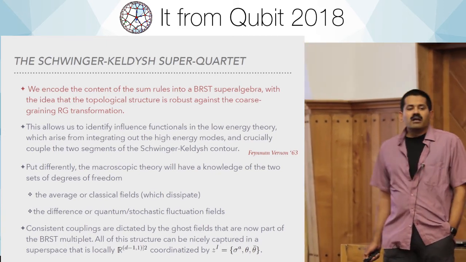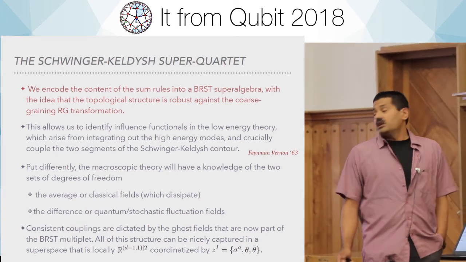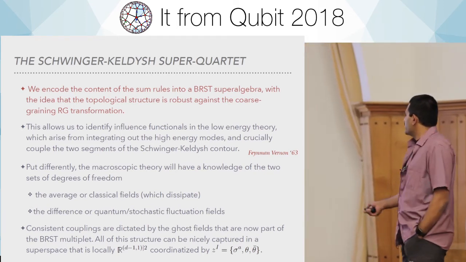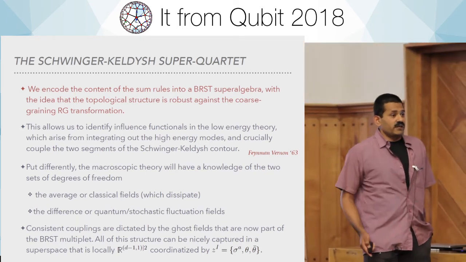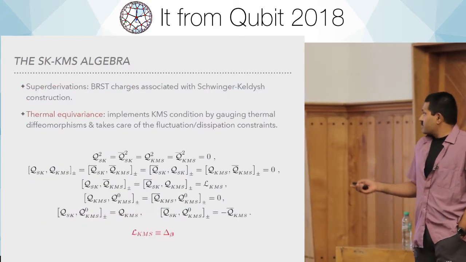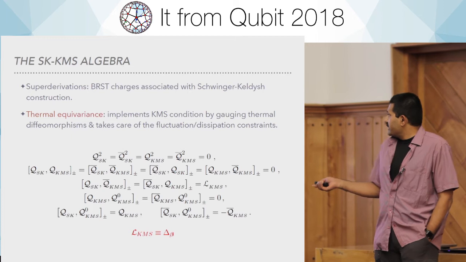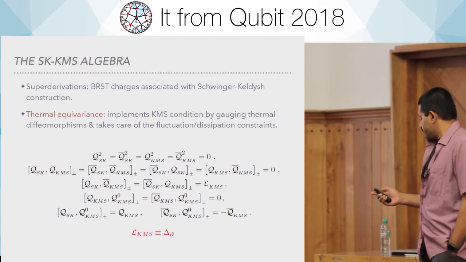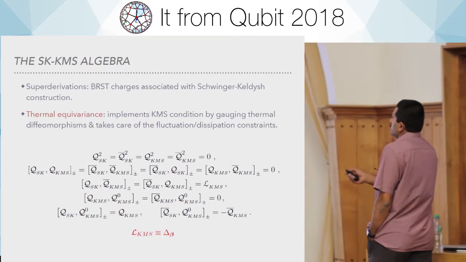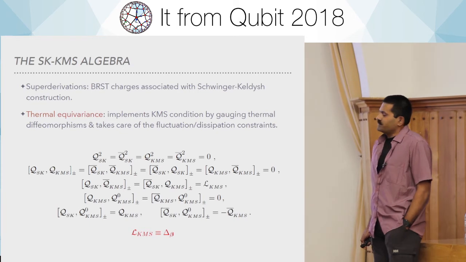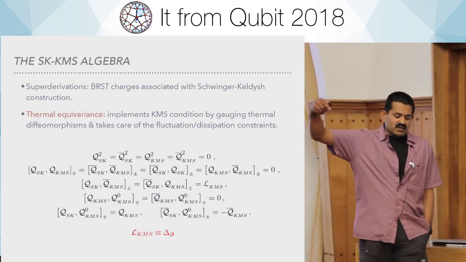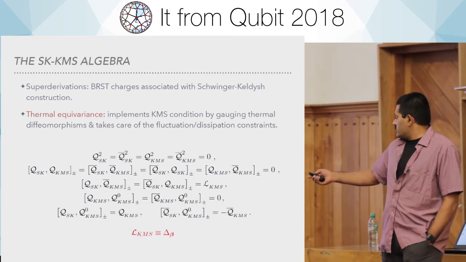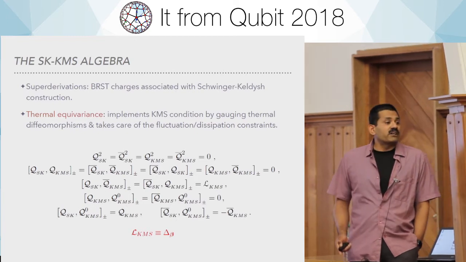invoking this BRST symmetry and enlarging our considerations to working in a superspace that's locally Minkowski space with two Grassmann coordinates appended and asking our questions there. So I'll just flash this algebra for you. This is the algebra that we derive from the considerations of thermal Schwinger-Keldysh construction. There are two sets of supercharges that come from basically the first sum rule, which says that difference operator correlators are 0, and then there's the statement of thermal equivariance, which I'll explain in a moment, which tells us how the KMS condition is implemented.